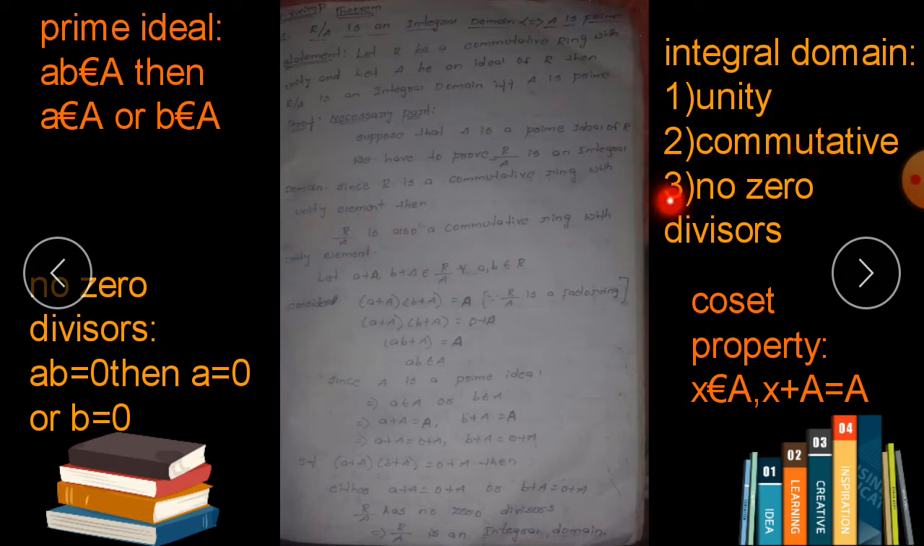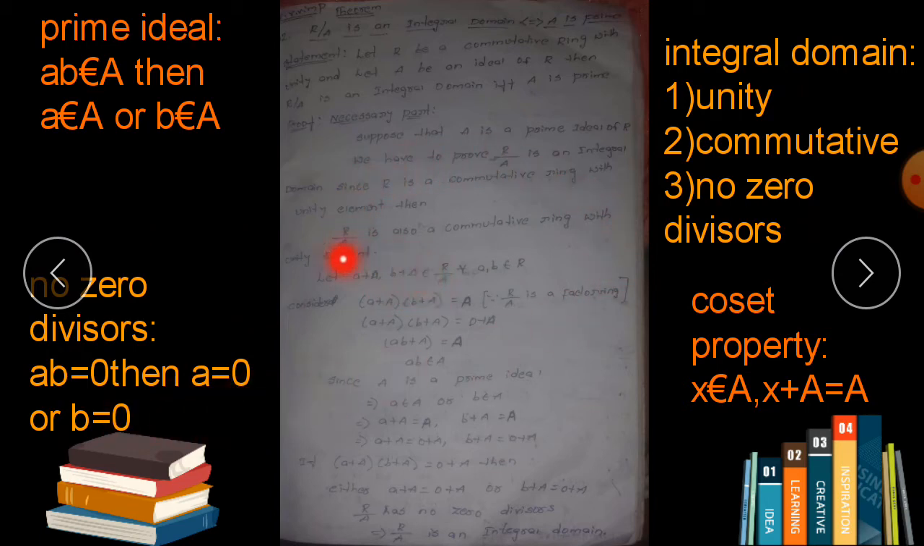See the definition of integral domain. First property is unity. The next condition is commutative. The third one is the no zero divisors property. The first two already hold: R/A is commutative with unity. So the only case we have to prove is no zero divisors. No zero divisors means this condition: ab equals 0, then a equals 0 or b equals 0.